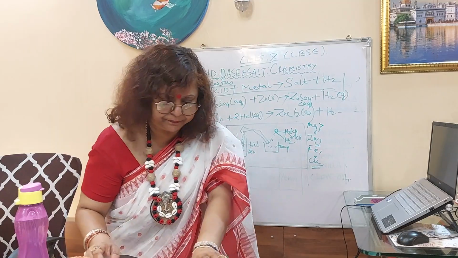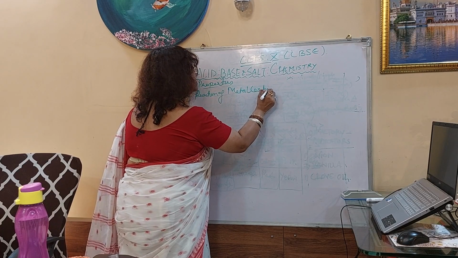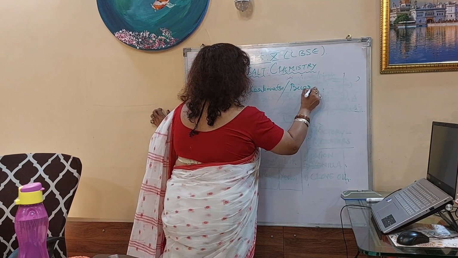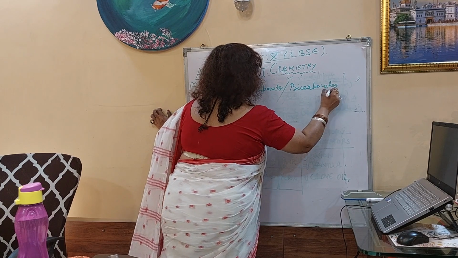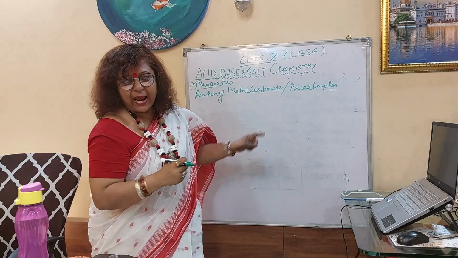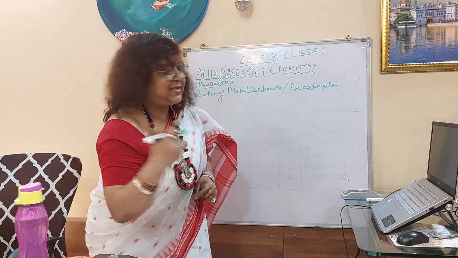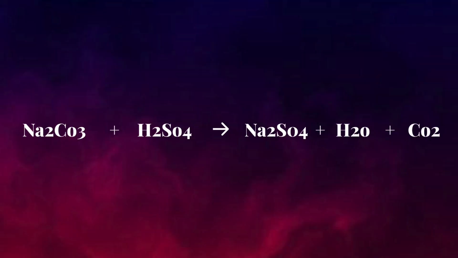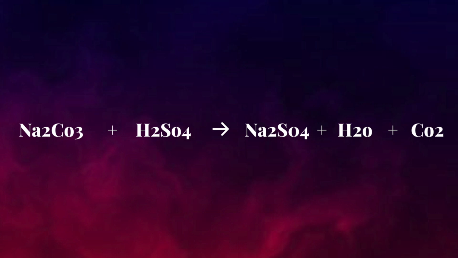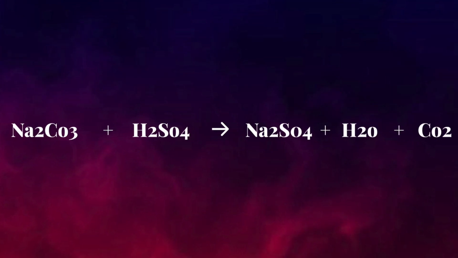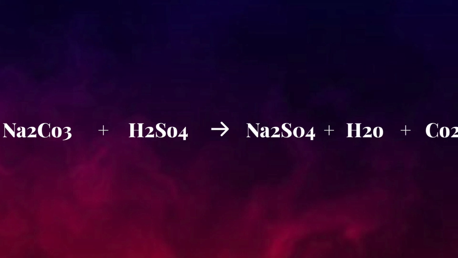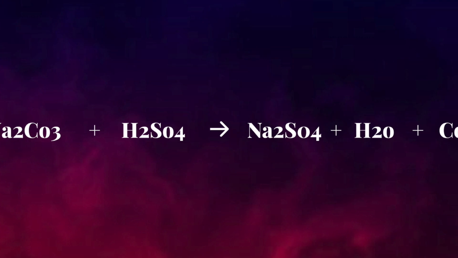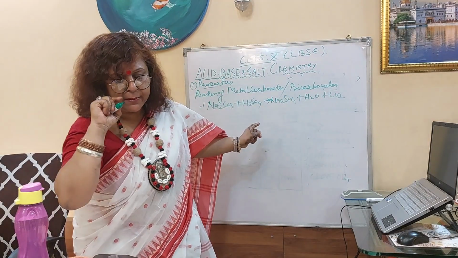Next property: metal carbonates and bicarbonates. The reaction of metal bicarbonates and carbonates with acids. Now the first one is Na2CO3 plus H2SO4 giving rise to Na2SO4 plus H2O plus CO2. You should write the names of these compounds here, which I am not writing.